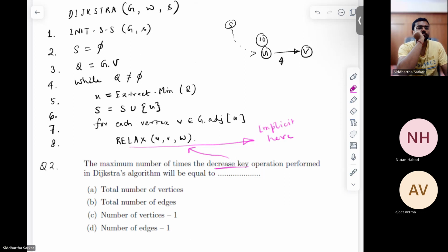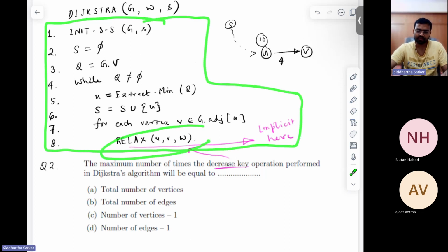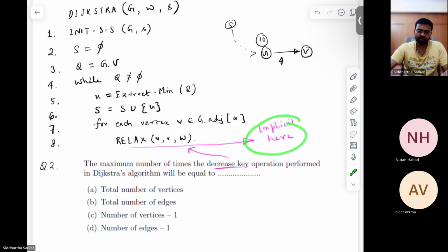Look at the pseudocode for some time. The options are also simple: total number of edges, number of vertices, total number of edges, number of vertices minus 1, number of edges minus 1. So look at this algorithm and try to get an upper bound on the relax operation, that is the decrease key operation, which is implicit here.